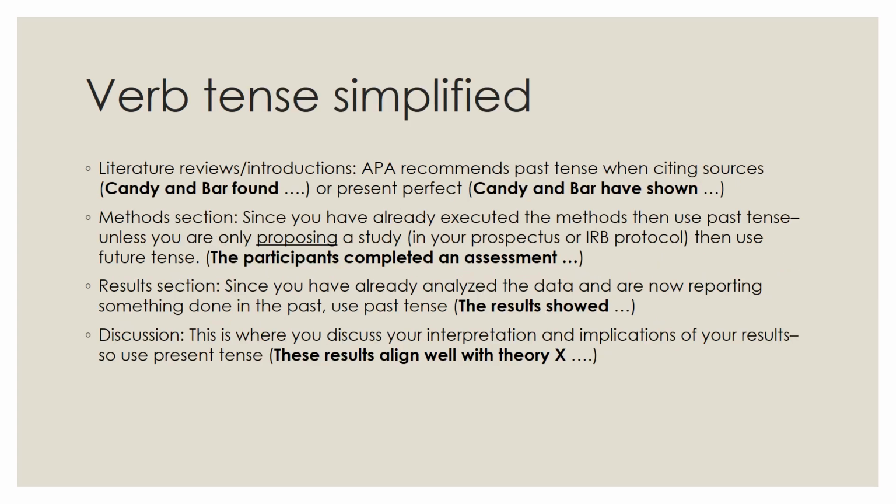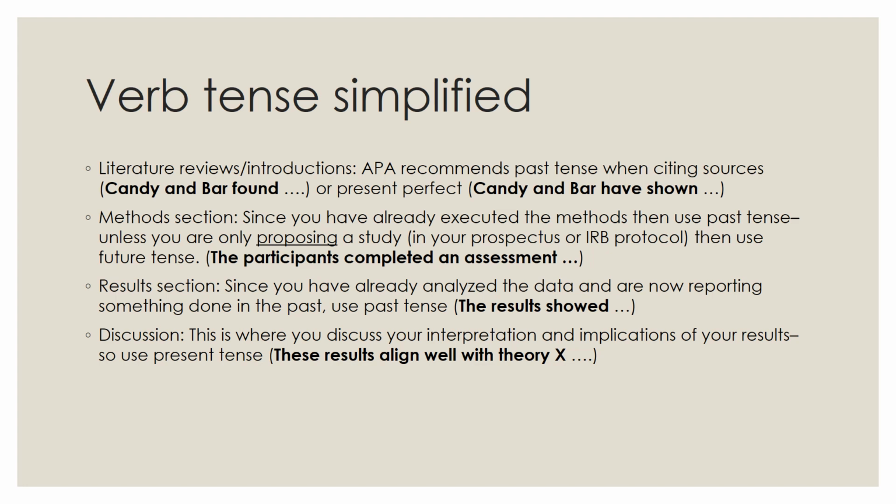Verb tense is something that students struggle with in their writing. So in an academic paper, usually there's a literature review, a method section, results section, and discussion. And the literature review, because you're reviewing studies and works and theories that have already been developed in the past, you're going to use past tense or present perfect tense. In the methods section, again, if you're writing this and you've already executed the study, then you've done everything already, it's completed, so you use past tense again.